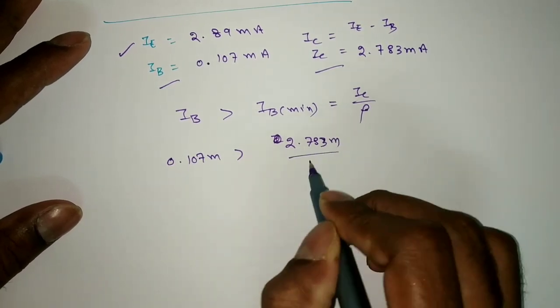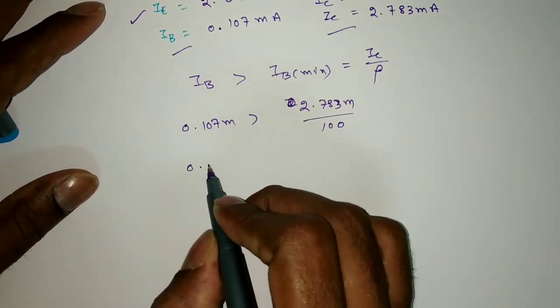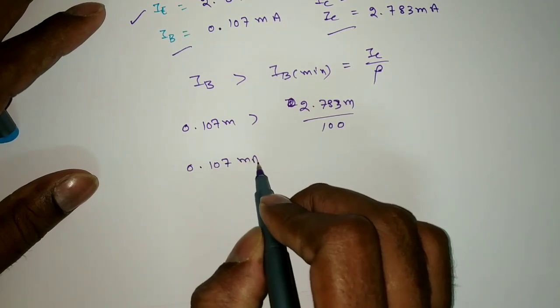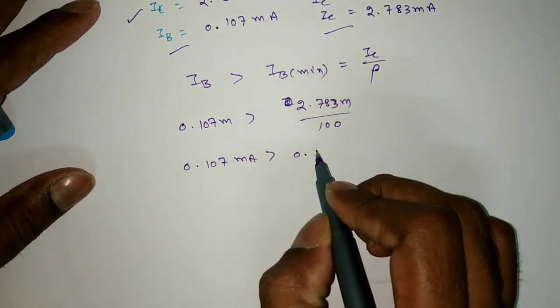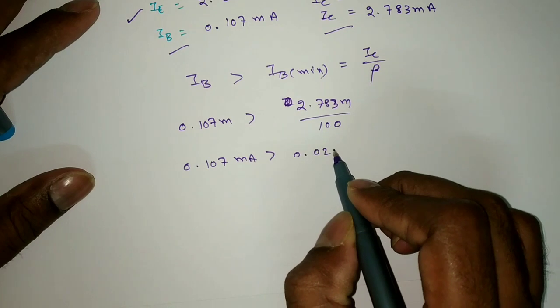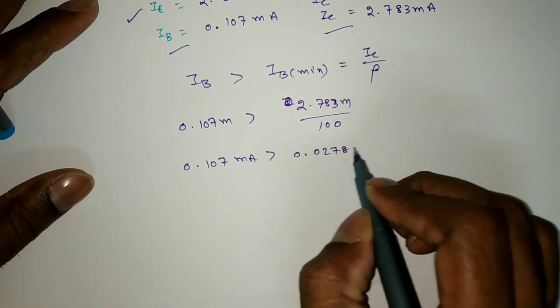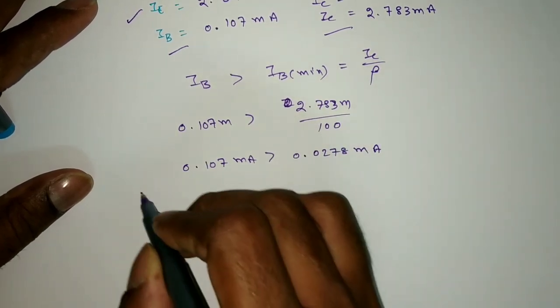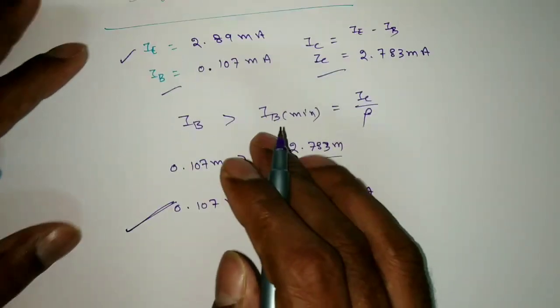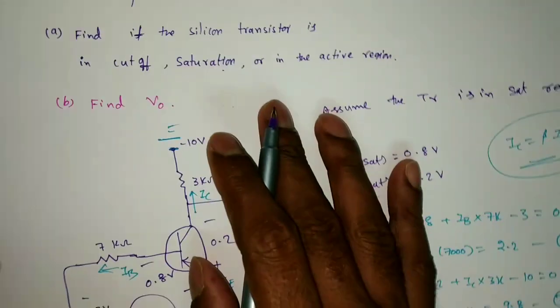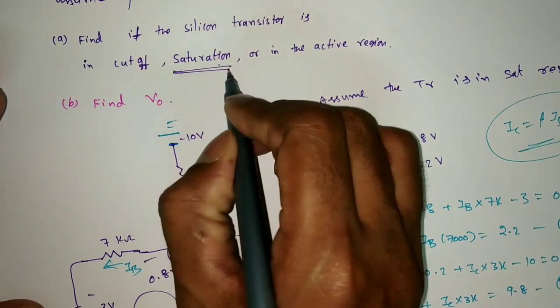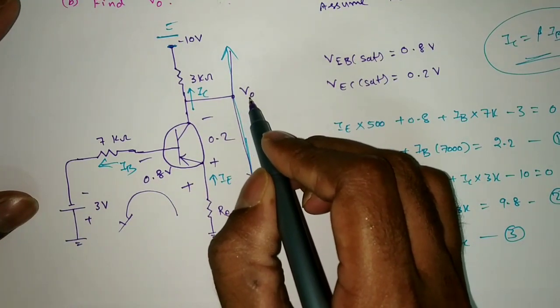2.783 milliampere divided by beta, which is 100, gives 0.0278 milliampere. So 0.107 milliampere is greater than 0.0278 milliampere. Is it satisfying? Yes. So the transistor is in saturation region. Once it is in saturation region, we need to find V naught also.